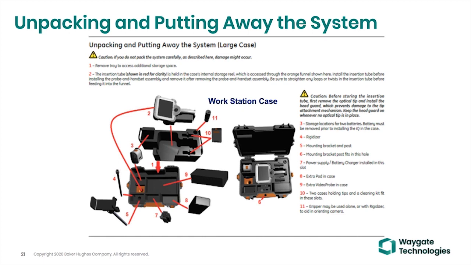If you look at that little caution window, it's telling you to make sure that you have an optical tip or a head guard on. What that's going to do is prevent damage to the tip attachment mechanism, better known as threads. So always have something on the camera. Don't work with the system, even though it will give you a great picture, without an optical tip adapter or the head guard installed. Make sure something is on the camera before you use it in a workspace.